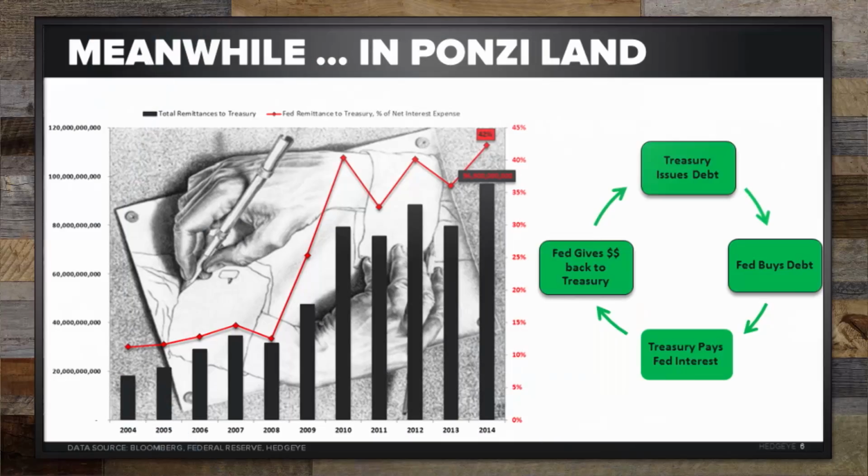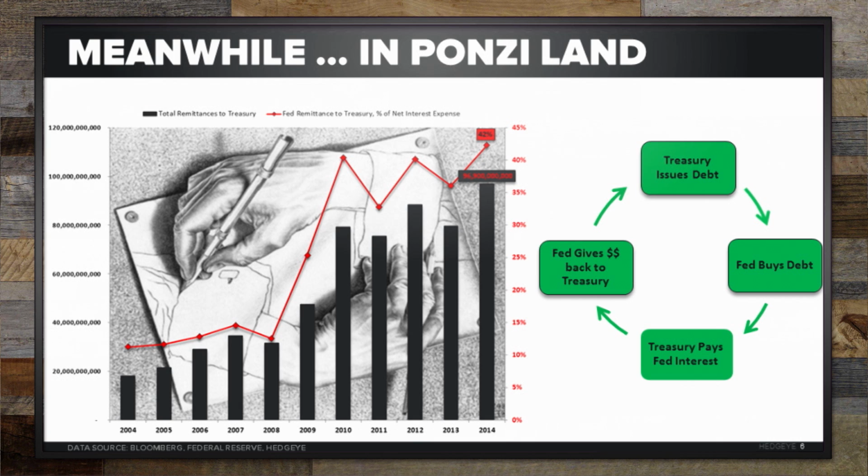So if you're looking at our slide here and you look at the right-hand side of the chart, how does QE work mechanically? It leaves out some details, but this captures the essence of it. So yeah, this is pretty good. The Treasury issues debt. The Fed prints money and buys the debt. The Treasury pays the Fed interest, same as it would pay anyone else. If China owned the Treasuries, we'd be paying China interest.